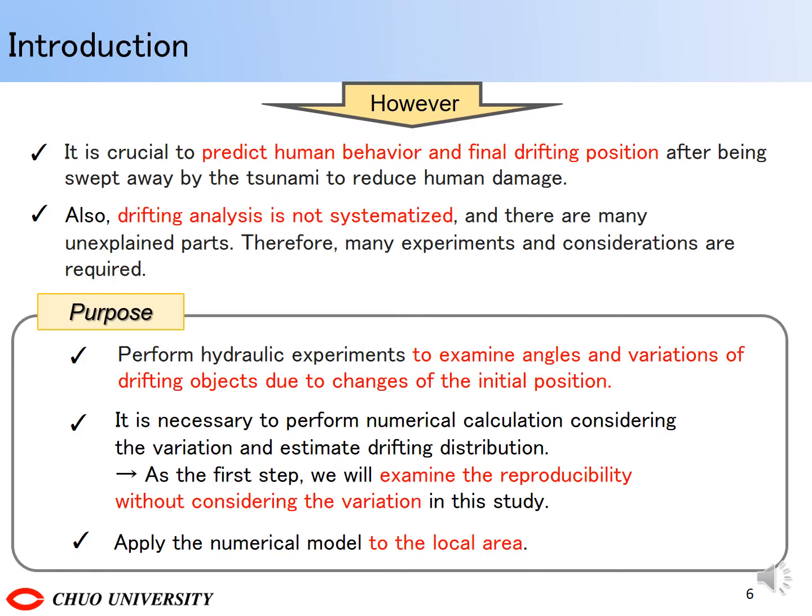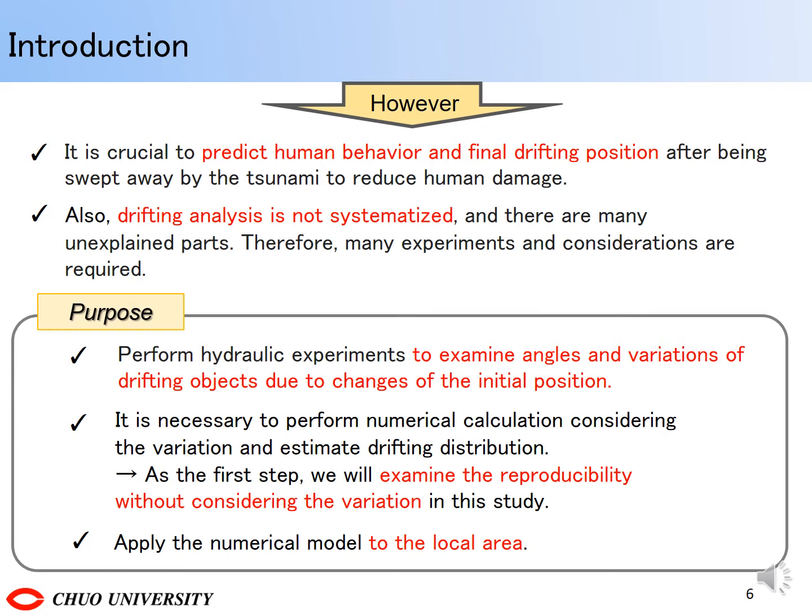The prediction of human behavior and landing points after being swept away by the tsunami is essential to reduce human damage. Also, drift analysis is not systematized and there are many unexplained parts. Therefore, many experiments and considerations are required.